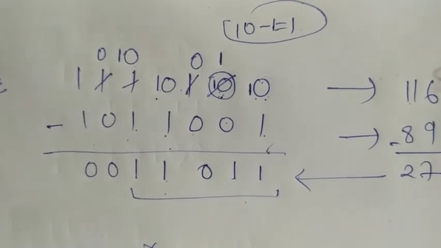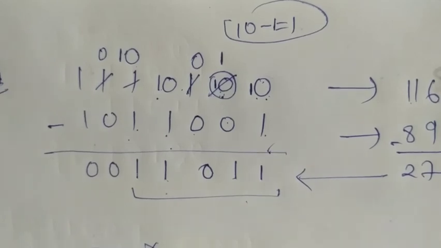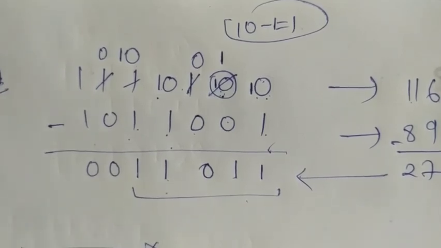Okay, now I think it is very clear what a binary number is, how we can convert from binary to decimal, decimal to binary, and how we can add and subtract two binary numbers.